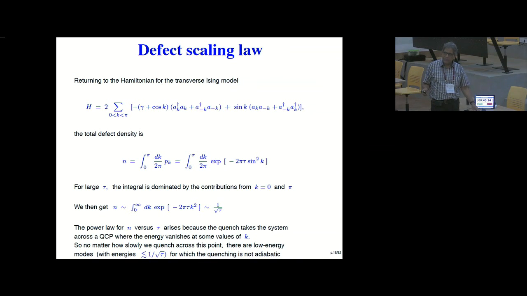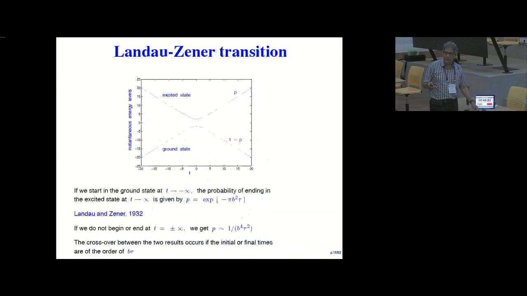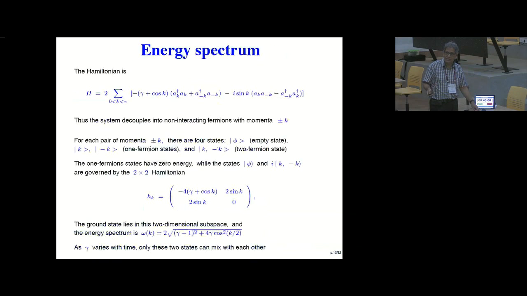For large tau, so what do I mean by large tau? Large tau means that it's much bigger than 1. This is where we run into the condition that tau has to be much bigger than the inverse bandwidth. I should have told you what the bandwidth is. The bandwidth is just the difference between the maximum and minimum values of gamma, so it's of the order of gamma.